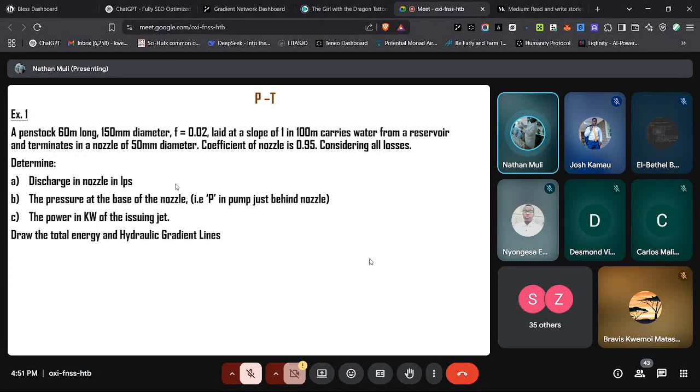A penstock 60 meters long, 150 millimeter diameter, f is 0.02, laid at a slope of 1 in 100, carries water from a reservoir, and it terminates with a nozzle of 50 millimeter diameter. Coefficient of the nozzle is 0.95. Considering all the losses, minor and major, determine the discharge in the nozzle in LPS, liters per second; the pressure at the base of the nozzle, in the pump just behind the nozzle; the power in kilowatts at issuing of the jet; and then draw the total energy and hydraulic grade lines.